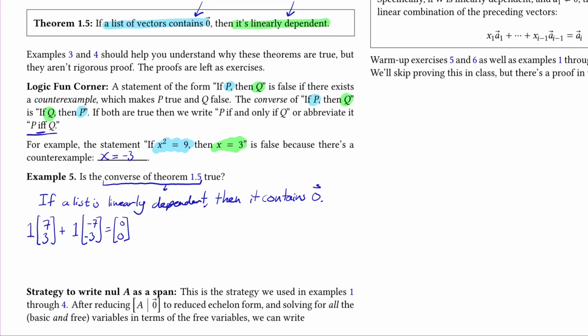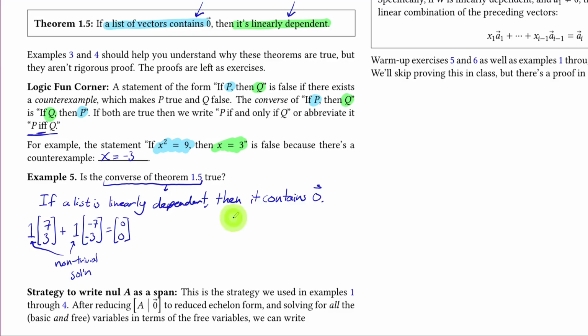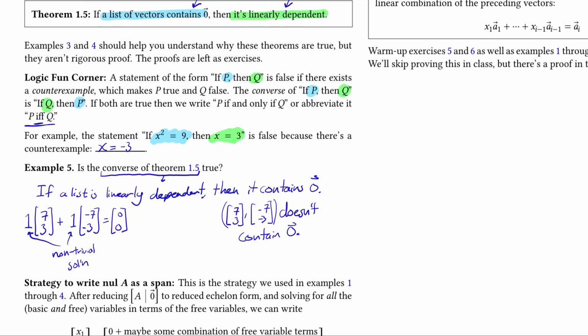So this list is linearly dependent because we have a non-trivial solution to this homogeneous equation, but the list of vectors does not contain 0. So yeah, is the converse of theorem 1.5 true? No. Here's a counterexample.